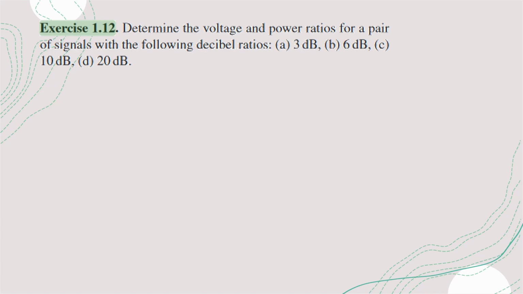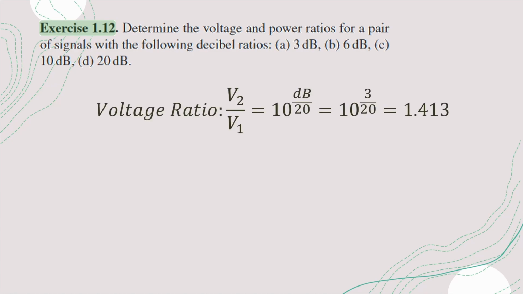So, to calculate voltage ratio, ratio being one voltage divided by the other, in this case I have put down V2 over V1. We need the following equation. That is 10 to the power of the dB value divided by 20. So for part A of the question, the dB value is 3, divided by 20. So that is 10 to the power of 3 divided by 20. Now if you put that in your calculator, you'll get a ratio of 1.413.